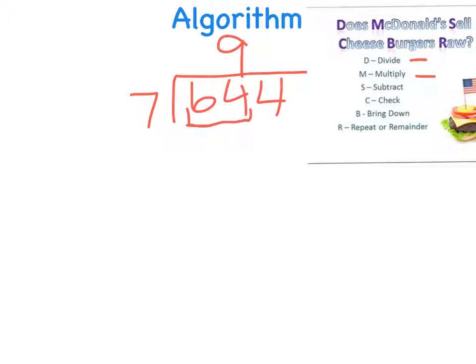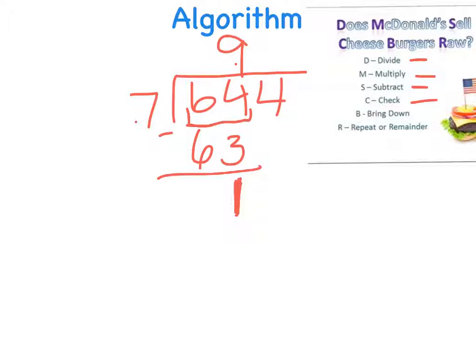7 goes into 64 9 times. Now I'm going to multiply to see how much that is. 9 times 7 is 63. And I'm going to subtract that from 64, and I'll get 1. The C stands for check. I'm checking to make sure that this number that I have here is smaller than my divisor, 7. If I had something like 8, that would mean that I could make another group of 7, and then I made an error up here in the top. So my number down here, 1, is less than 7, so I've completed the C, which is check.